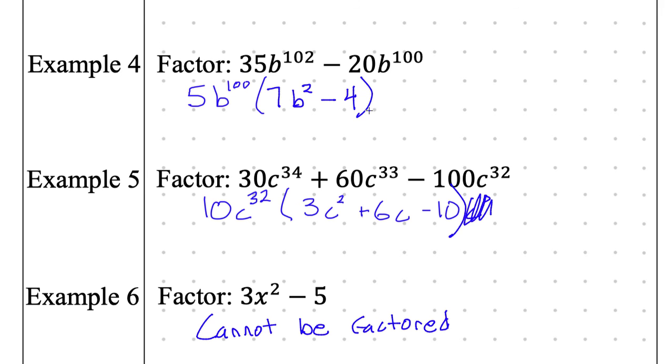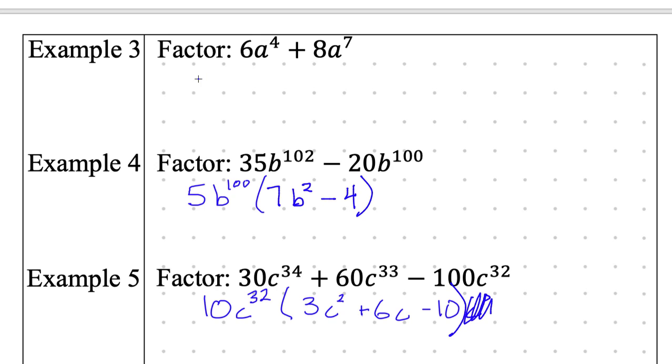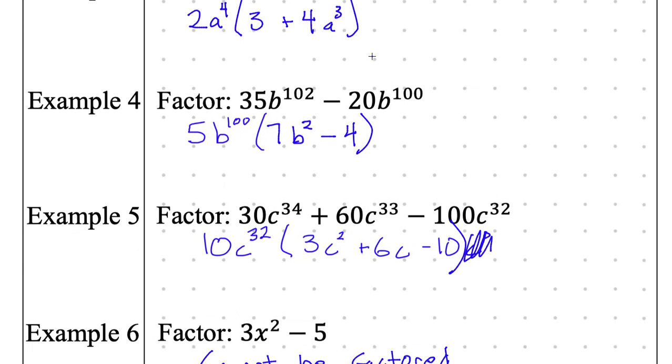Subtract, nothing. And then finally, greatest common factor is 2a to the power of 4, and that's going to be factored out, and it's going to be 6 divided by 2, 3. This is going to be nothing. Plus, 8 divided by 2 is 4. 7 minus 4 is 3, a to the power of 3. And I'll have these notes online for you guys.